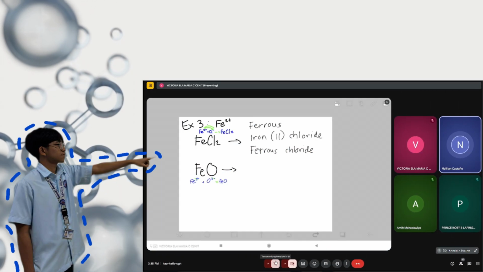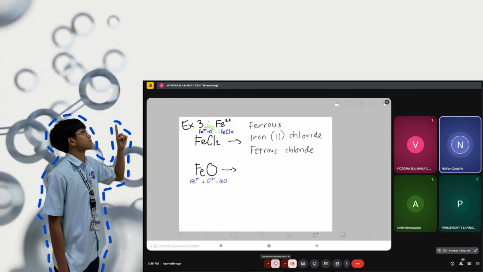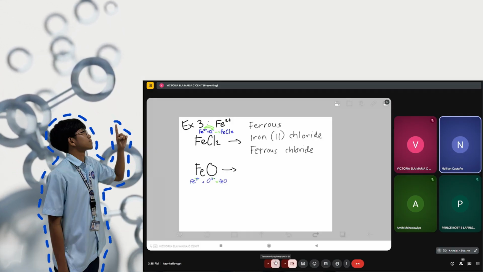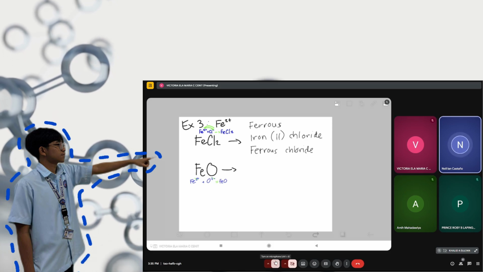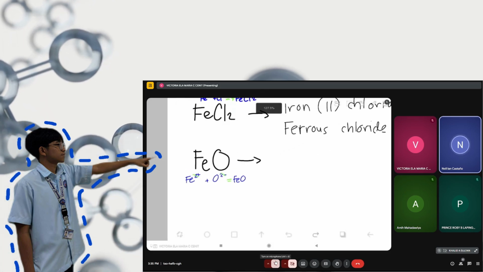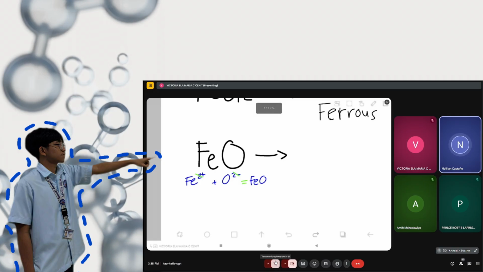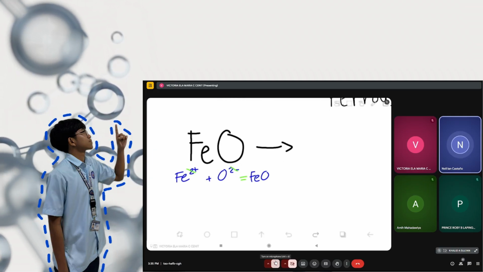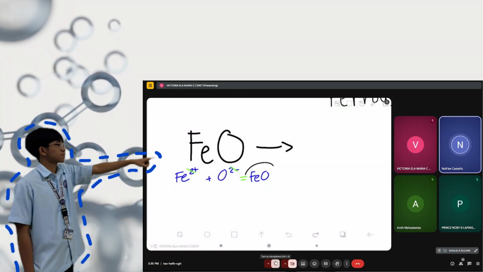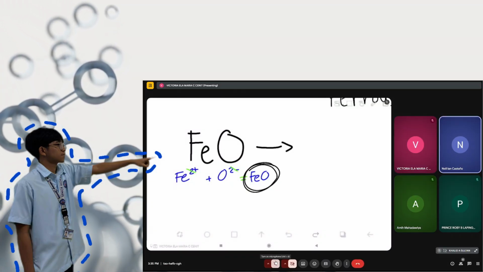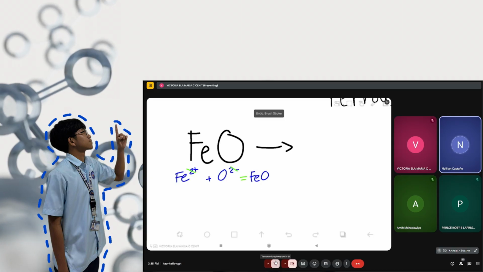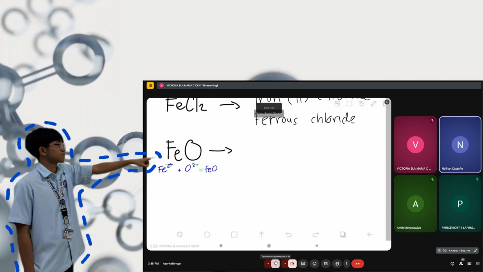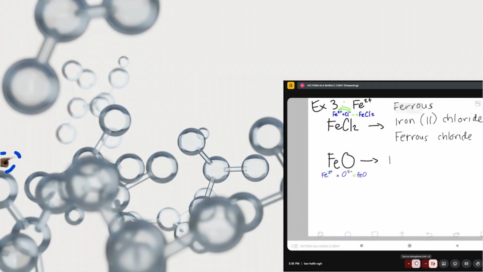Now, for the other example, we will be adding Fe2+ and O2-. As you can see, 2 and 2 are the same. And just like what I've said, if the charges are the same, we will just cancel them out and it will give us FeO, which is iron(II) oxide or ferrous oxide.